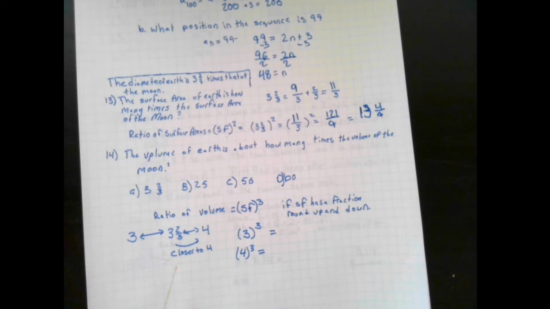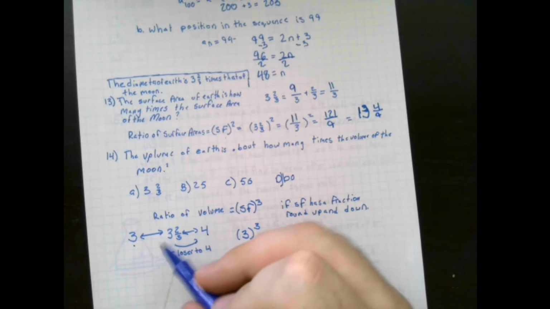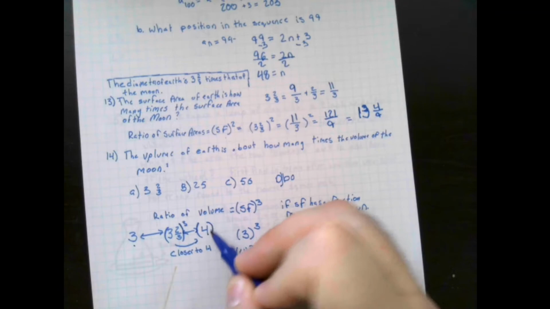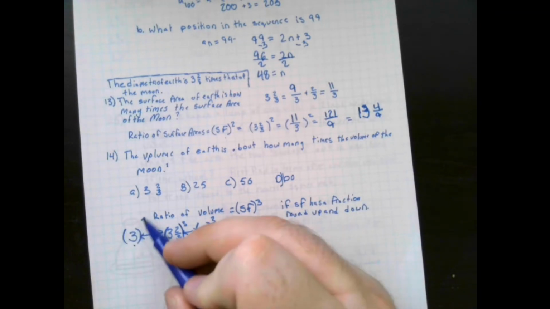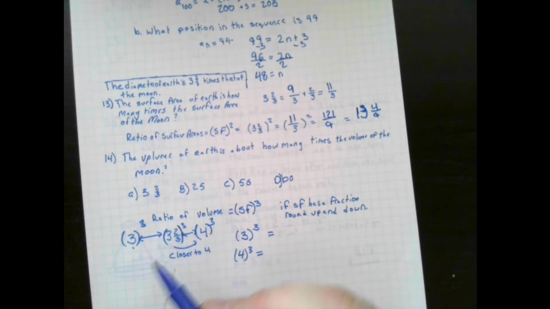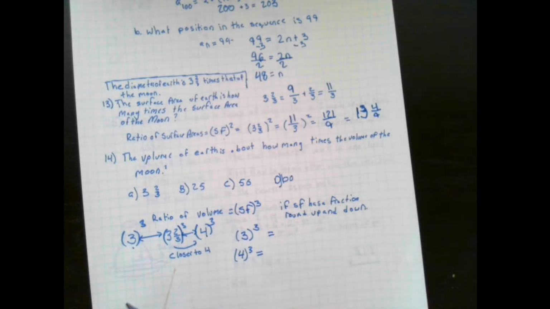But since we're asking for an estimation, and we are given multiple choice options, we can use a little bit of our background knowledge about cubes and squares to figure out some information. What I want you to remember is that since 3 and 4 are on either side of 3 2/3, if we cube that, the relationship is still there. 3 2/3 cubed is between 3 cubed and 4 cubed, and it's closer to 4 than it is to 3.